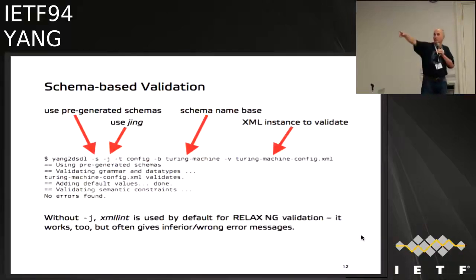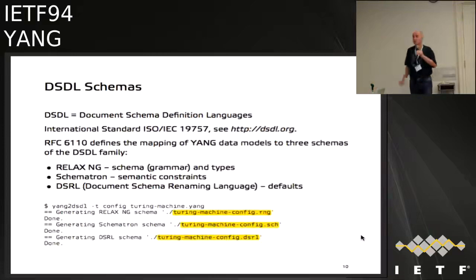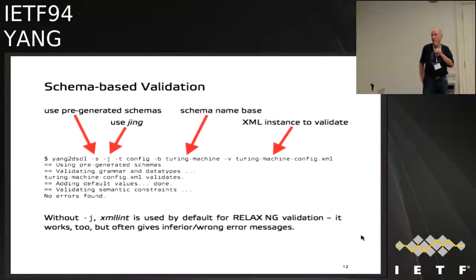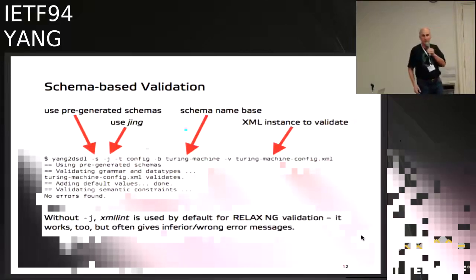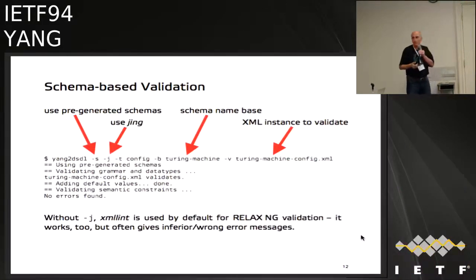And then you have to provide the base name, like the tool needs to find these three schema files. So you need to give some information about the name of these schema files. And then you provide an instance XML document that you want to validate. And that's all. And you can see that the validation is done in 3 steps. In every step, one of the schemas, RelaxNG, DSRL, and Schematron is used. And in this case, no errors are found.